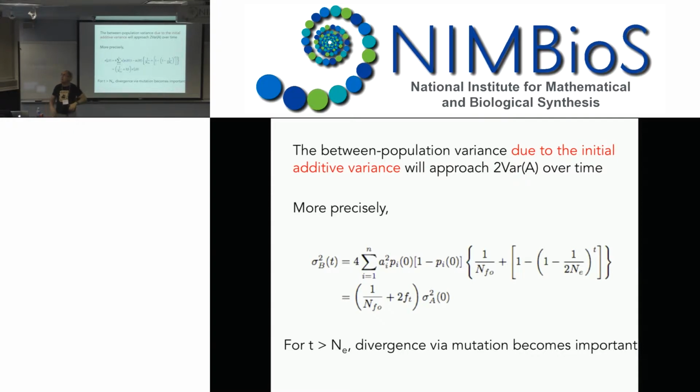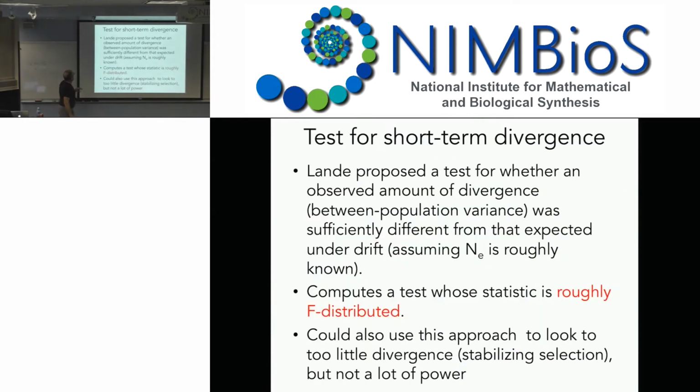If the observed amount is statistically significantly larger, probably directional selection. If it's statistically significantly smaller, probably stabilizing selection. Too much divergence, directional selection. Too little divergence, stabilizing selection. So how do we formally test that? Well, Russ computed a test statistic that was roughly F distributed.